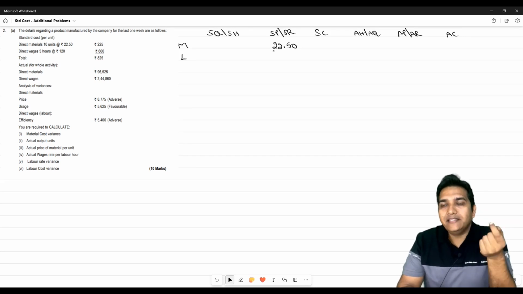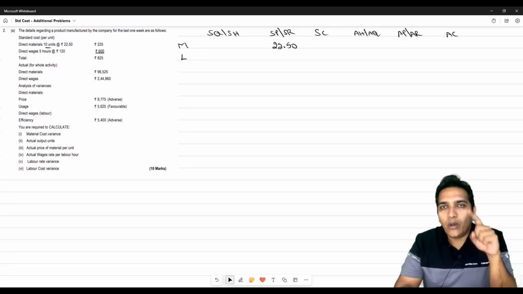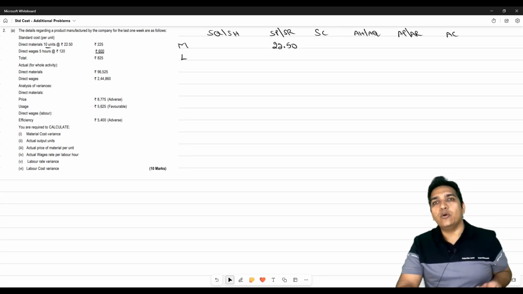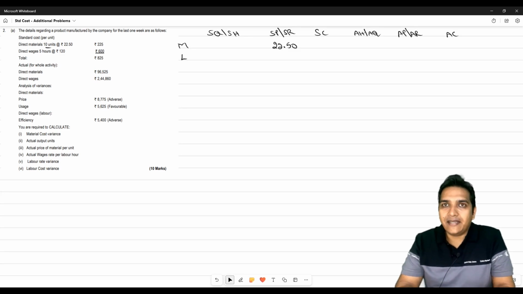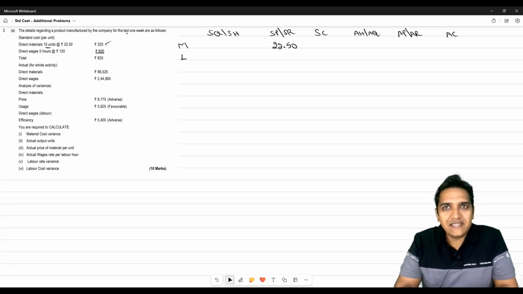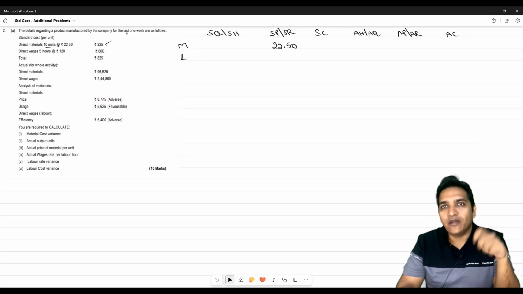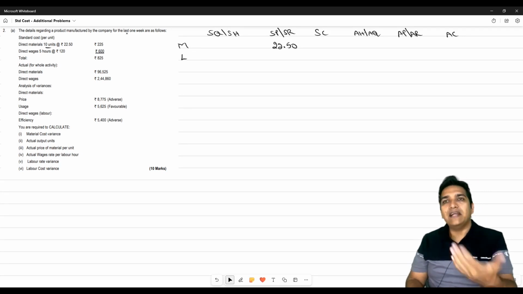Now the 10 units mentioned in the question is the standard quantity for 1 unit of output. However, we have to take the standard quantity for the actual number of outputs. Since currently we do not know the actual number of output, we will leave it blank. Next, do we have the standard cost? In the question they have given 10 units at 22.5, that becomes 225. This is not my standard cost. This will be the standard cost for 1 unit of output, but we need the standard cost for the actual units of output. Since we don't have actual output, we will calculate this later.